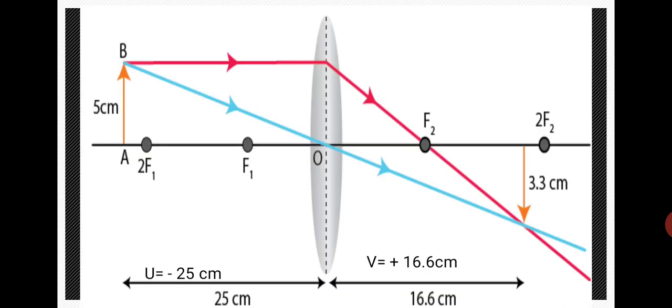Let us draw the ray diagram. A convex lens has focal length on the other side of the lens. So you have to fix the object distance as minus 25 centimeter, and we have obtained the image distance as plus 16.66 centimeter, and using the height of the object we have determined the height of the image as 3.3 centimeter.